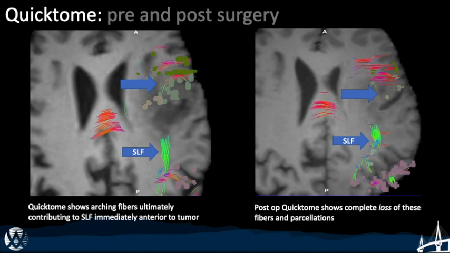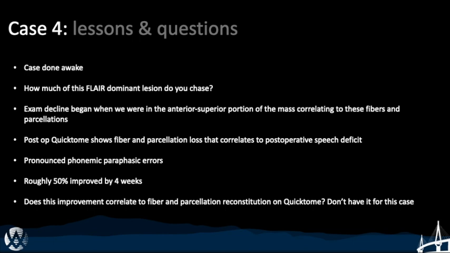And so we did a QuickTome after the operation, and lo and behold, you could see that blue arrow, which is not labeled SLF, pointing to an area that appears emptied out of parcellations and arcing fibers. So it definitely looks like, in that particular case, that there was injury, there was damage caused to these fibers. I had not adequately preserved them, and a deficit followed. A deficit, albeit that ultimately improved, as many of these deficits do.